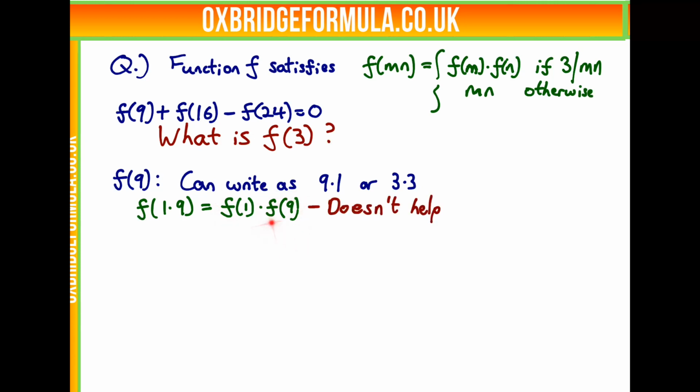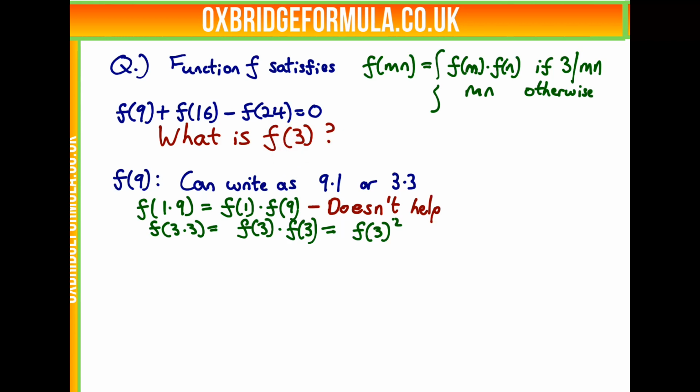Well, not really, because we still have an f of 9 here, and our whole aim was to maybe break this 9 down, and we've also introduced f of 1, which is another unknown that we maybe do not want to compute. So let's try f of 3 times 3 instead. Well, f of 3 times 3 is then f of 3 times f of 3, which is f of 3 squared, which is looking promising, exactly because we're looking for f of 3.